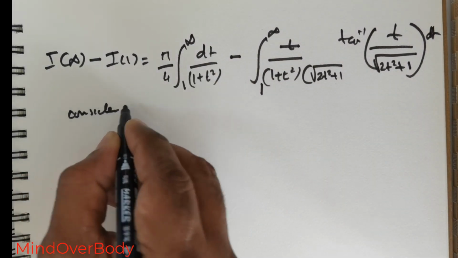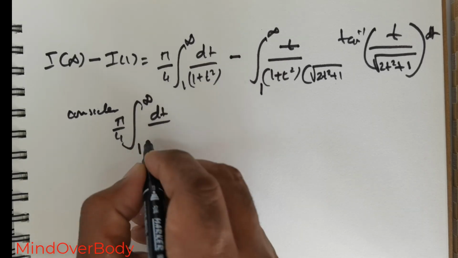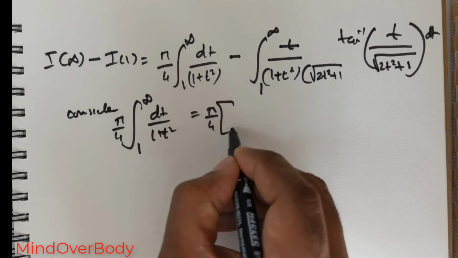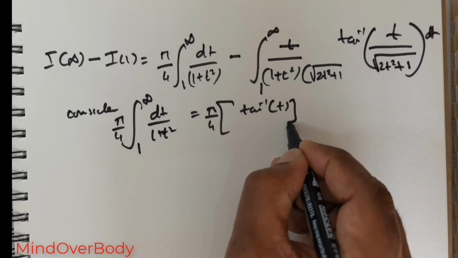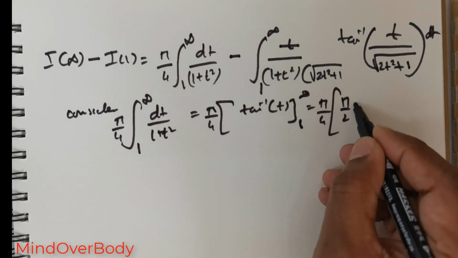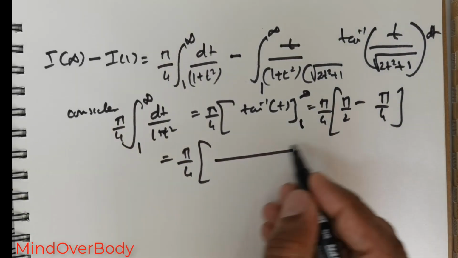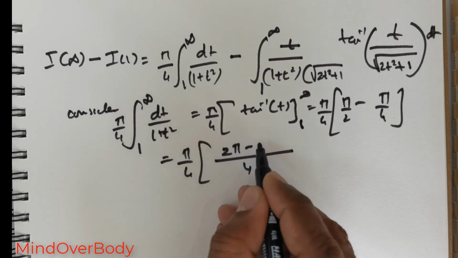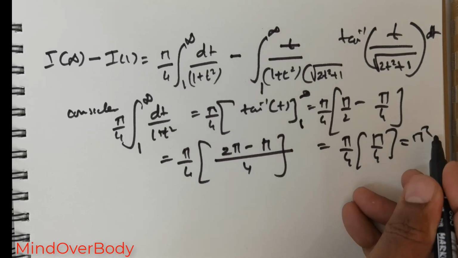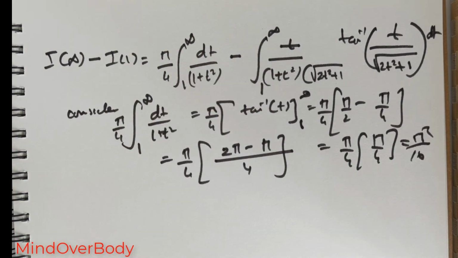So let me consider the integral from 1 to infinity, there is a pi over 4, dt over 1 plus t squared. Now this is nothing but tan inverse of t, with limits 1 to infinity, times pi over 4. Tan inverse of infinity is pi over 2, and tan inverse of 1 is pi over 4. This is pi over 4. LCM is 4, that would give me 2 pi minus pi, which is pi over 4 times pi over 4, which is nothing but pi squared over 16. So this value will go in here.